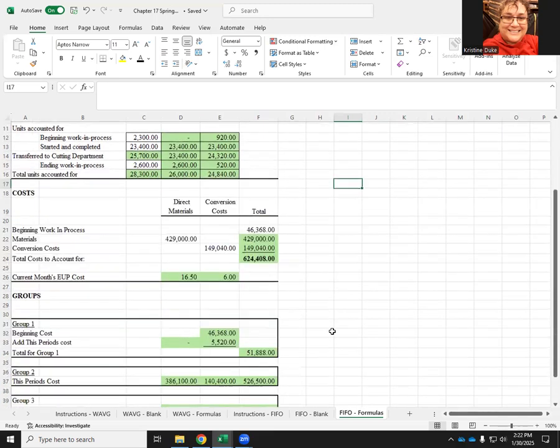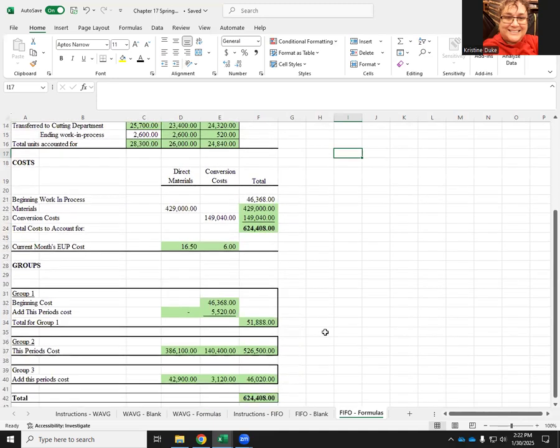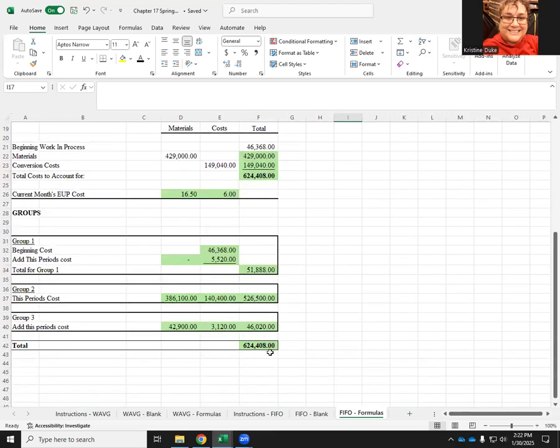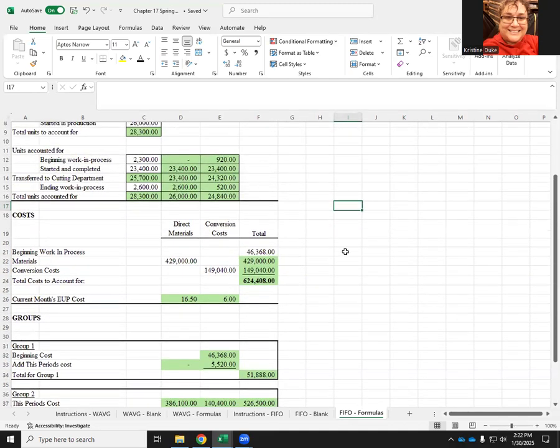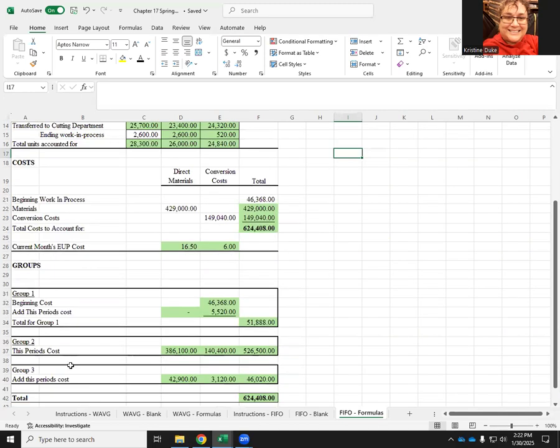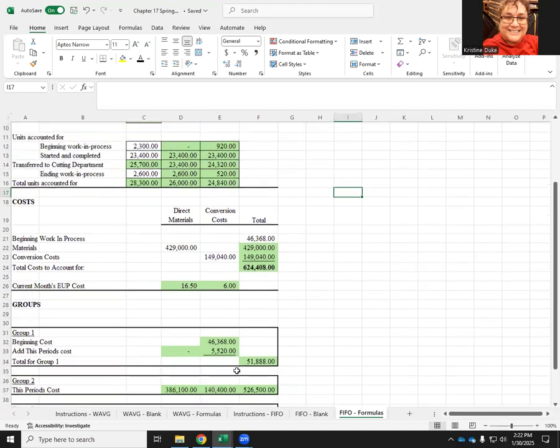Now we need to go down here and we need to assign it. Now, because I am who I am, I've already done this with formulas. So once you get to this point, as long as these two balance, you're done. So how do we get this? I'm going to come from up here. So my beginning work in process is group 1. This is started and completed, and this is ending work in process.